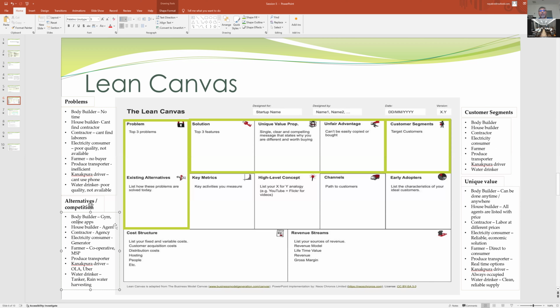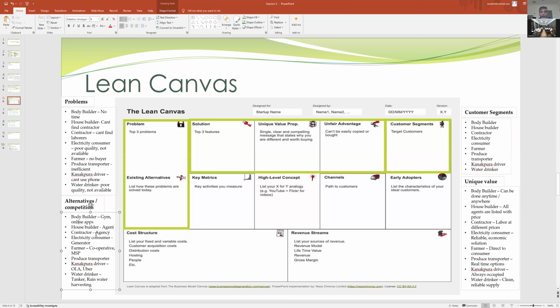Okay, so that is a bodybuilder example. Alternatives for a house builder. See, if the house builder has a problem finding the regulations, finding a good contractor, can he go to an agent who will do it all for him? Okay, so that may be an answer. That is the alternative he has. And that is the competition to any app that you build.